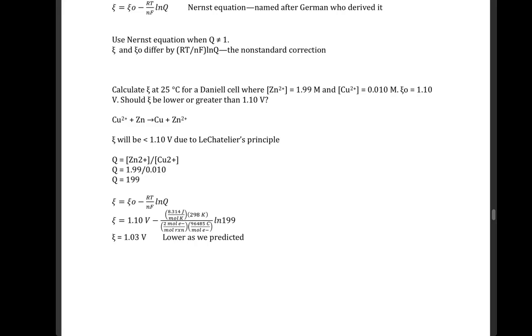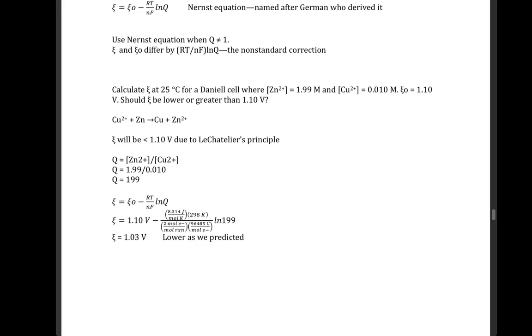So let's look at the reaction. The overall reaction for the Daniell cell is copper 2 plus zinc yielding copper plus zinc 2 plus. And if we have standard conditions, we have 1 molar copper 2 plus and 1 molar zinc 2 plus. Well, imagine now we have much less copper 2 plus and much more zinc 2 plus. You could picture this as the reaction has run for a while. So we expect the potential to be less than 1.10 volts. It's like it's gone a while. Our battery is running down.